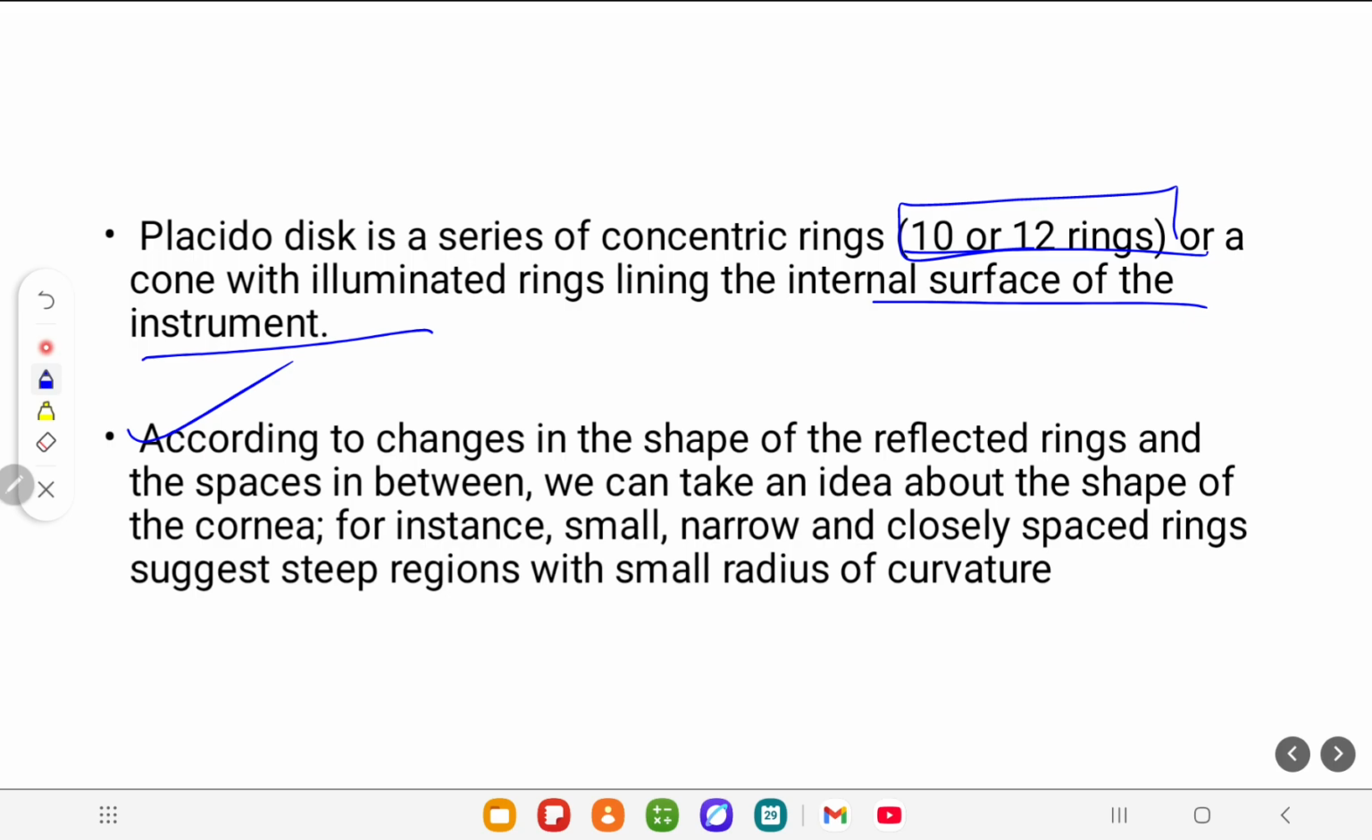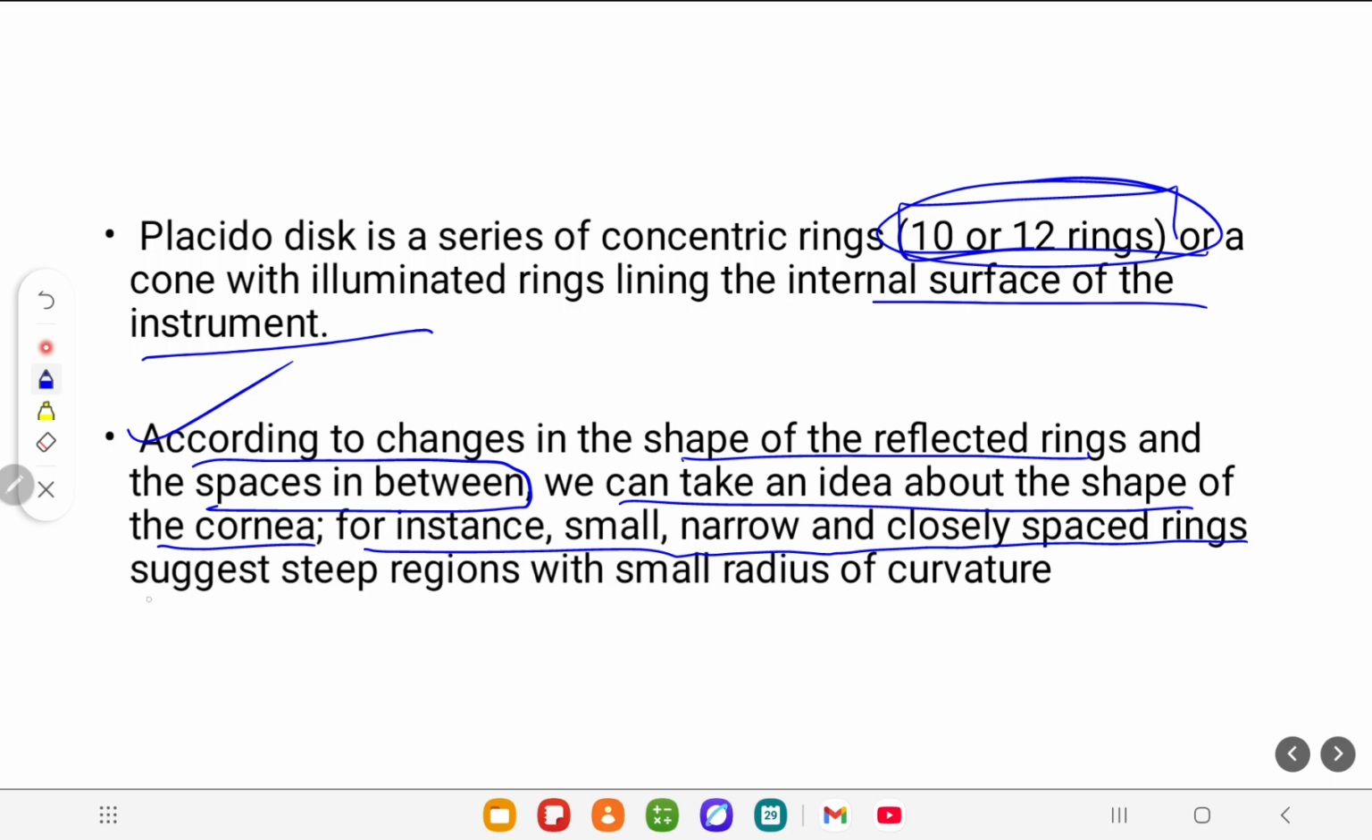According to the change in the shape of the reflected rings and the space between them. That's very important: first the shape, then the space between those 10 to 12 rings, isn't it? That's very important, because it will indicate the radius of curvature. So we can get an idea about the shape of the cornea. For instance, small, narrow, closely spaced rings mean a steeper region. Exactly, this is a great, important line.